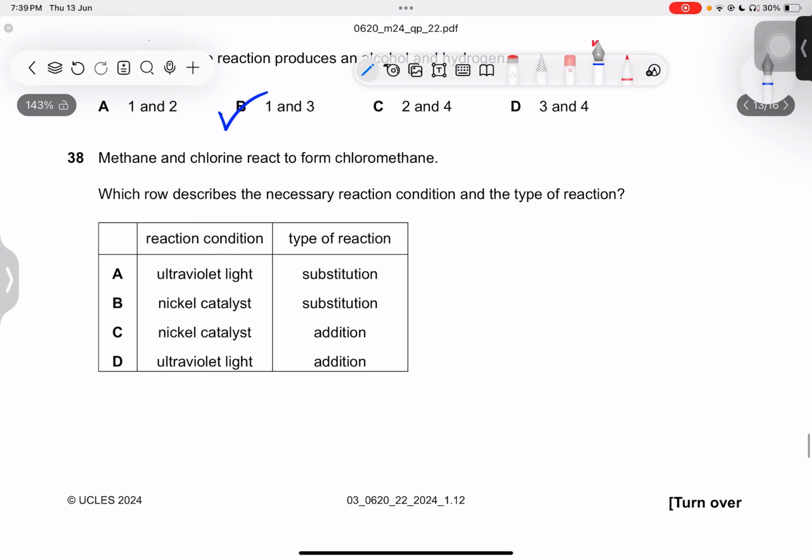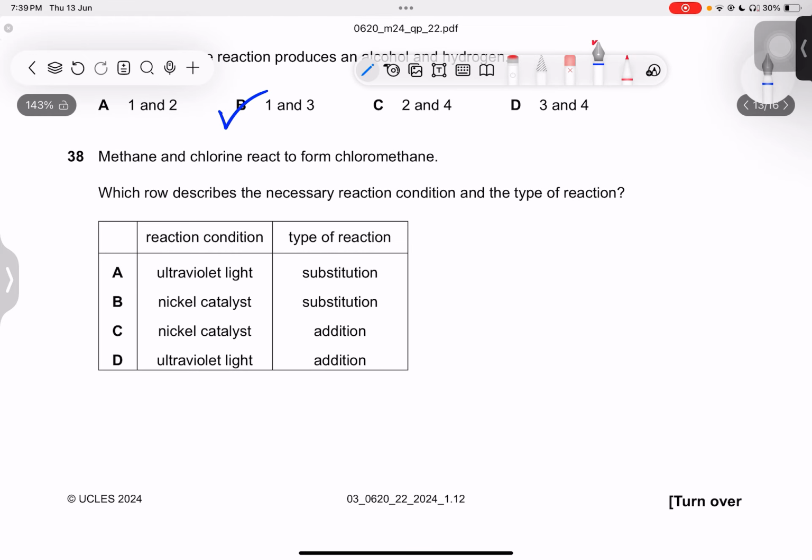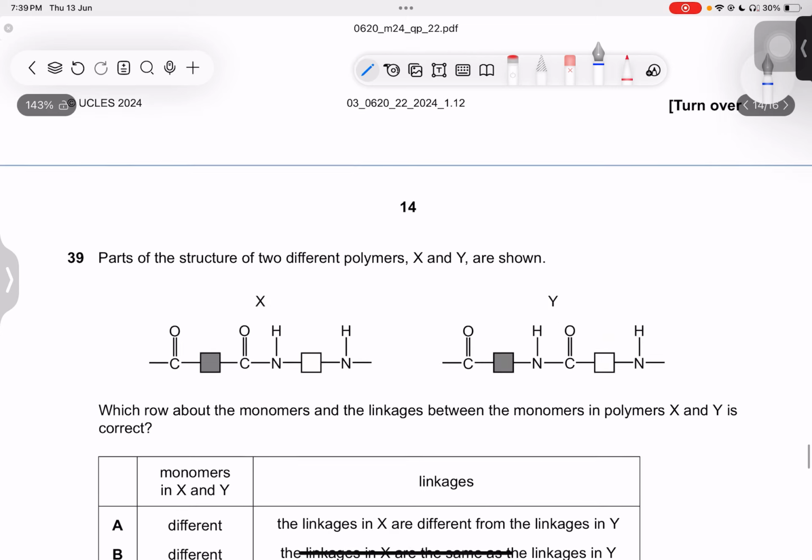Question 38. Methane and chlorine react to form chloromethane, which row describes the necessary reaction condition and the type of reaction. So, nickel catalyst is used when alkenes are turned into alkanes. Hydrogenation, addition of hydrogen. UV light is used, and the type of reaction is substitution, in which a hydrogen is substituted by a chlorine, not addition, no double bond is broken.